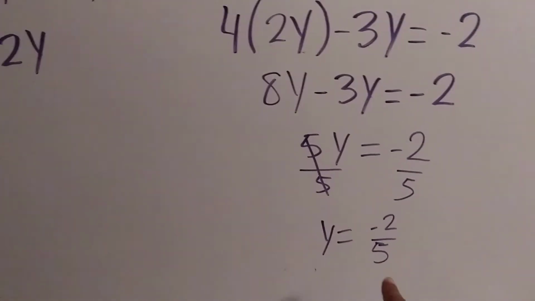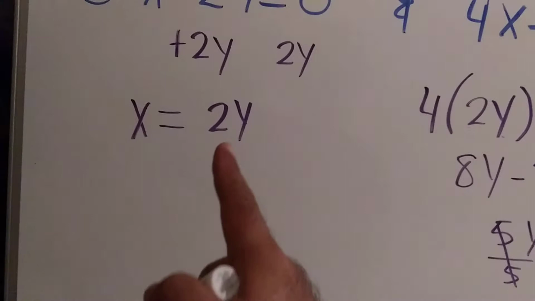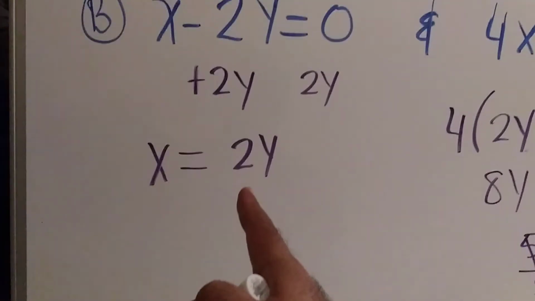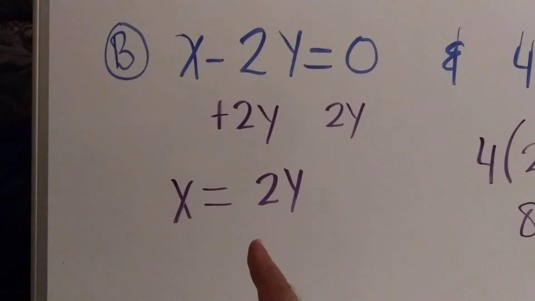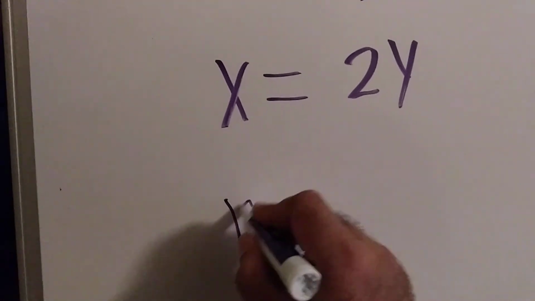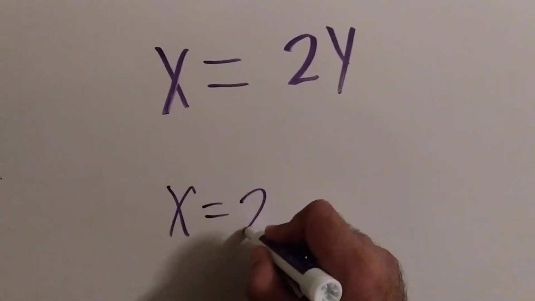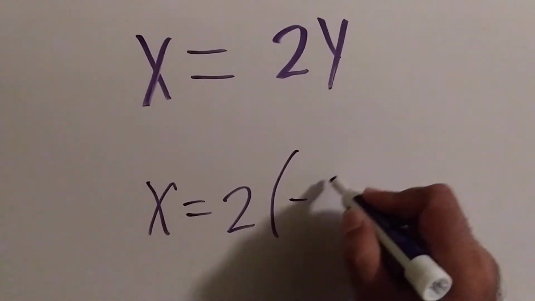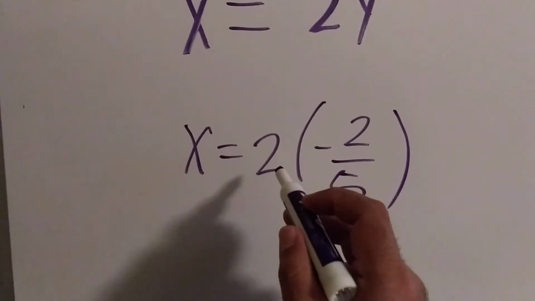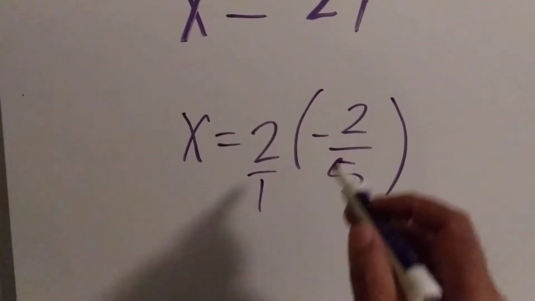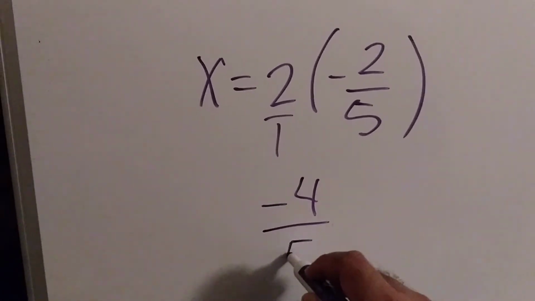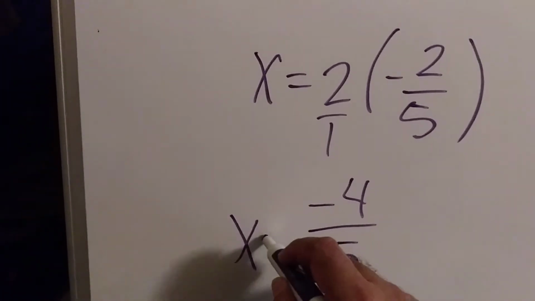Let's go ahead and plug this value of y into the rearranged format of the first equation. So we would have x equal to 2 times negative 2 over 5. Remember that this 2 is a whole number, so it has a 1 on the bottom, right? When you multiply, it's going to give you negative 4 over 5, okay?